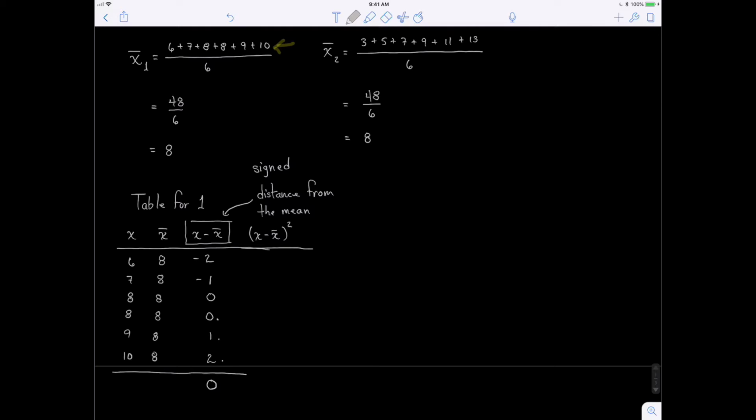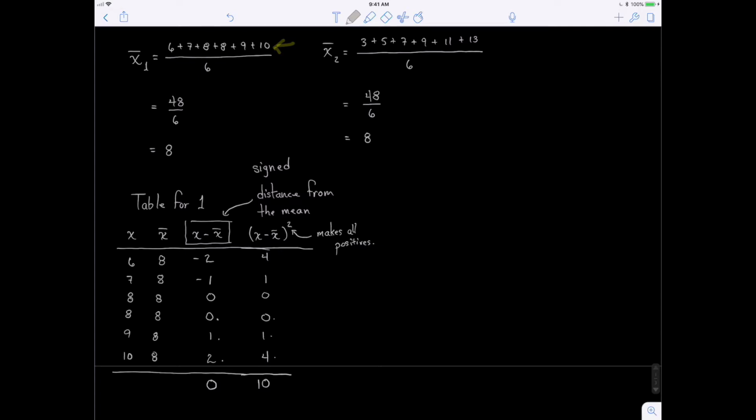Because now -2, if I square it, well, that's 4. -1, I square it, that's 1. 0 squared is 0. 0 squared is 0. 1 squared is 1, and 2 squared, well, that's 4. Now notice all of our distances have been made positive by the squaring. Okay, now if I add these up, I take 4 plus 1, that's 5, plus 0, it's still 5, plus 0, that's still 5, plus 1 is 6, plus 4 more, that's 10.